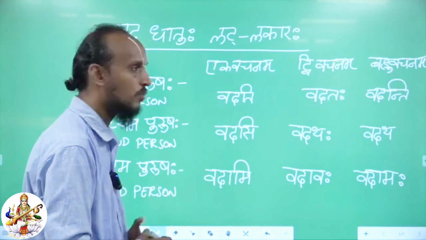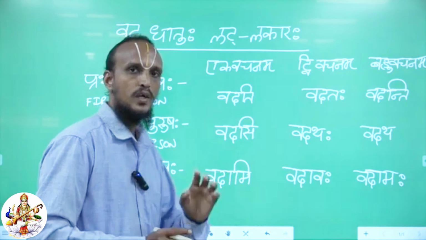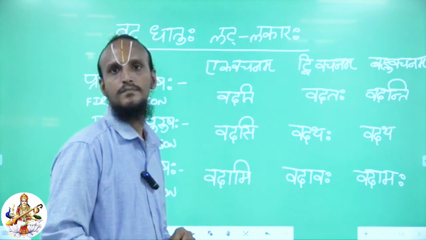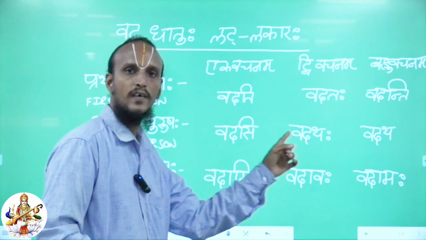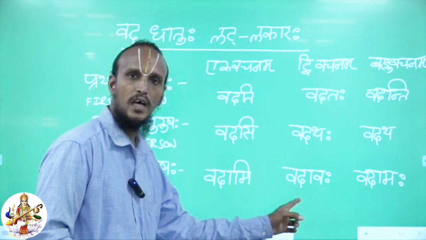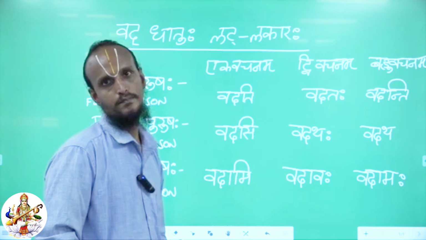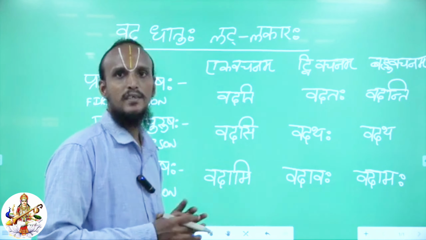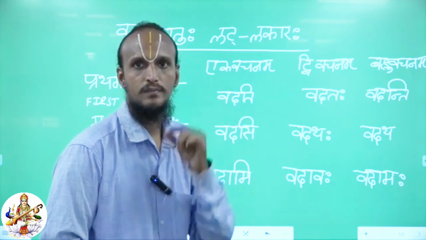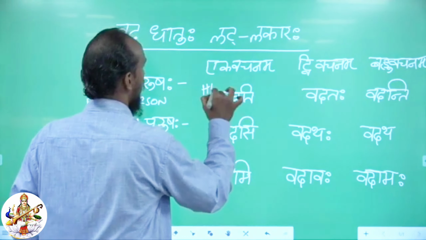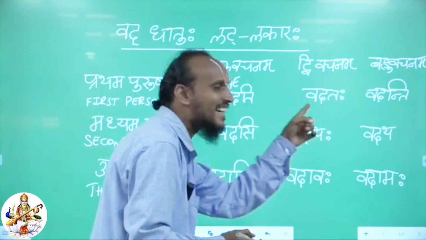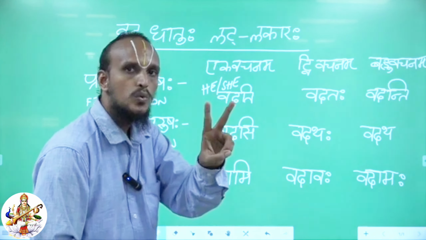Okay, children. Now I will say, you repeat. Vadati, vadataha, vadanti. Vadasi, vadatha, vadatha. Vadami, vadavaha, vadamaha. Vadati means he speaks, she speaks. Vadati means he or she speaks. Vadataha means they too speak.